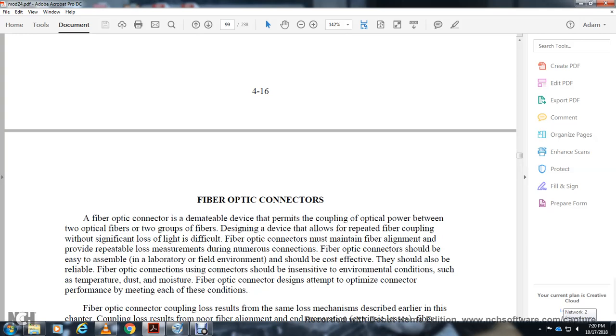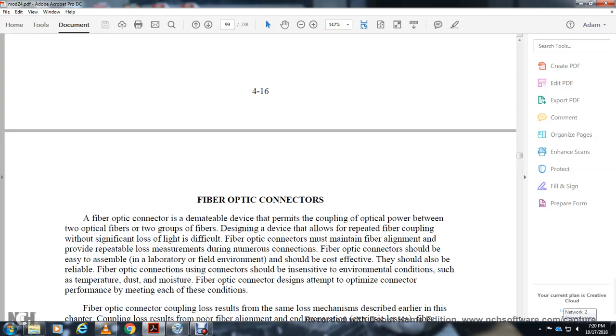Fiber optic connectors. Fiber optic connectors are devices that permit the coupling of optical power between two optical fibers. They are designed to allow repeated fiber coupling without significant loss of light. The difficulty of fiber optic connectors is to maintain fiber alignment to provide reliable loss measurement during numerous connections. Fiber optic connectors should be assembled in a laboratory or field environment and should be economical. They should also provide a reliable fiber optic connection.